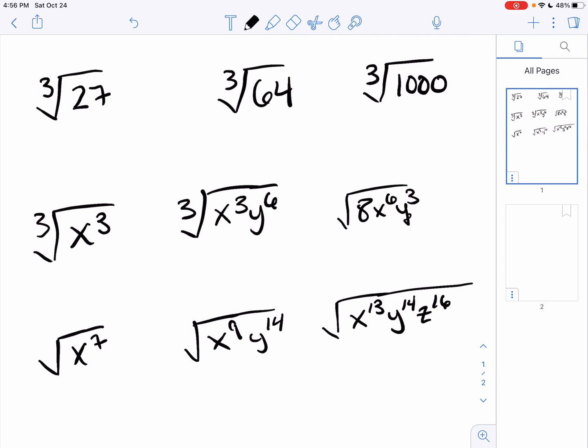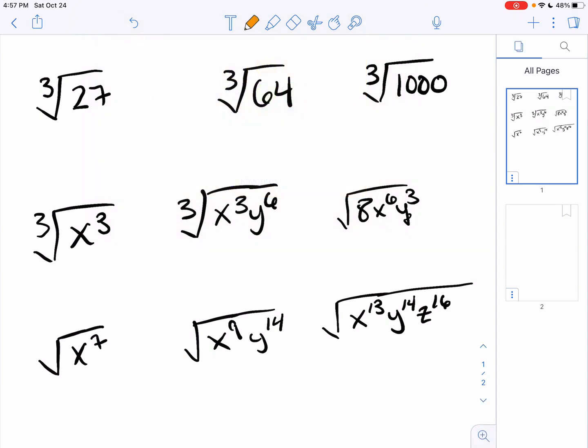In this video, we're going to talk about how to simplify cubed roots. Cubed roots are pretty simple. It's the same concept as a square root, except instead of having two of the same numbers multiplying to get something, we need three. So we need three of the same numbers that multiply to get 27.